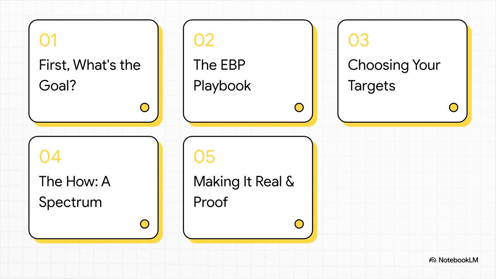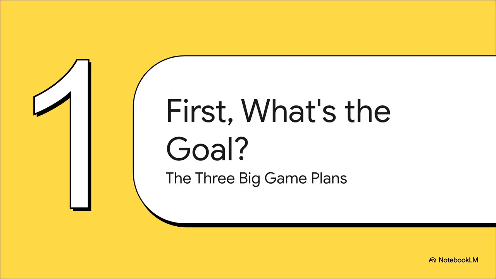First, we'll talk about the big picture goals, like what are we even trying to do here? Then we'll get into the rule book they have to follow. After that, how they pick their targets, the actual tactics they use on the ground, and finally, and this is huge, how they prove that any of it actually worked. Let's do it. Okay, so first things first.